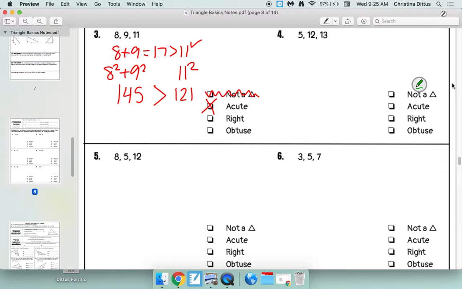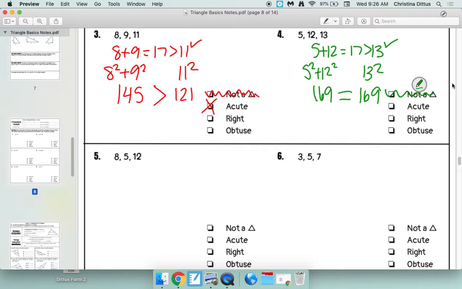What are my 2 small numbers in number 4? 5 and 12. 5 plus 12, 17. Is that bigger than 13? Yes. Now square them. 5 squared plus 12 squared, 169. And then 13 squared is 169. They are equal, which means it's a right triangle. Sweet.